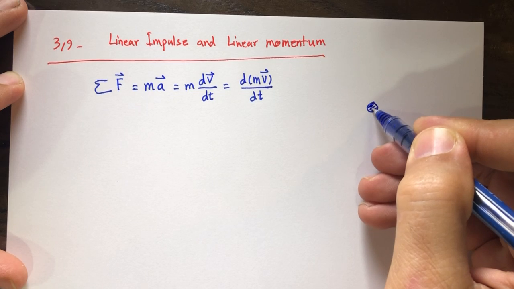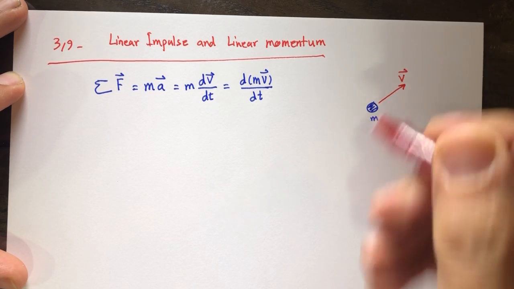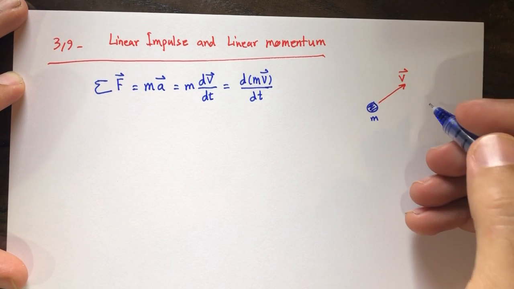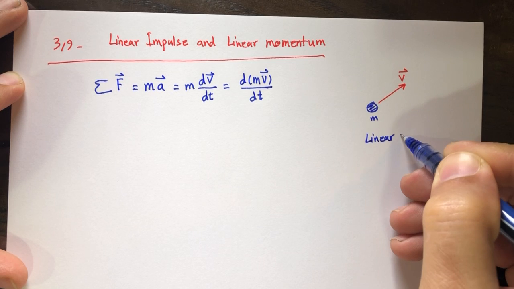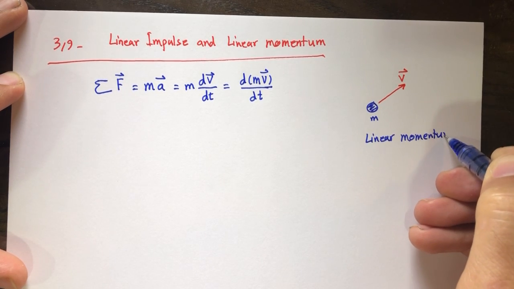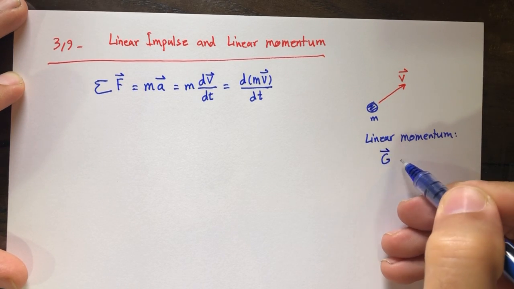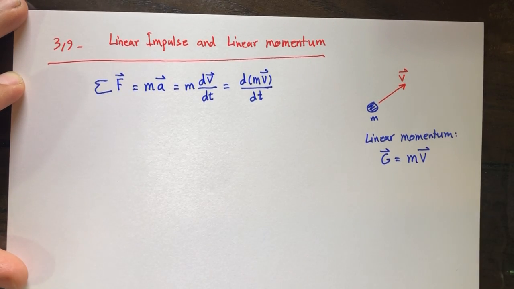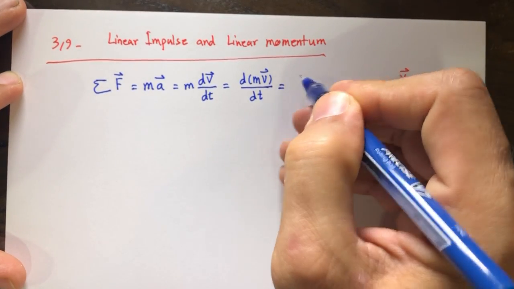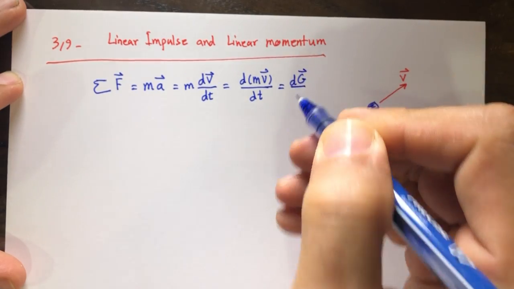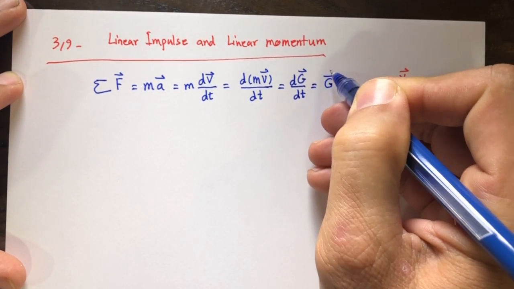So whenever we have a body with the mass of m, which is moving with the velocity of v, then the mass times the velocity is its linear momentum. The linear momentum, which we usually show with G, is equal to the mass times velocity of that particle or that system. So if you replace mv with G, this is going to be the derivative of the linear momentum with respect to t, or you can show it with G dot.